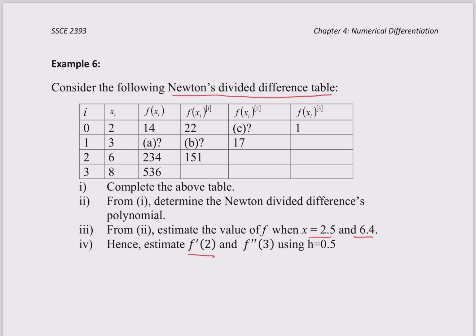and we also ask you to estimate what is the value of the first derivative at point 2, and the second derivative when x is equal to 3, so meaning that we need to find your polynomial function first by using your knowledge in interpolation, so by using Newton divided difference, and then after that you can find the polynomial, what is the polynomial or the function that you will get, and then after that you can estimate the first derivative and also the second derivative.